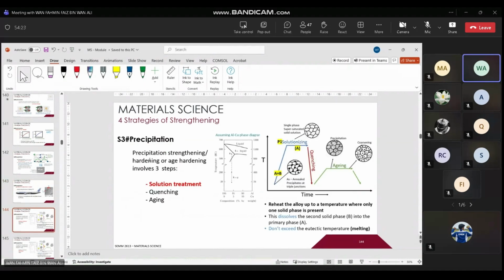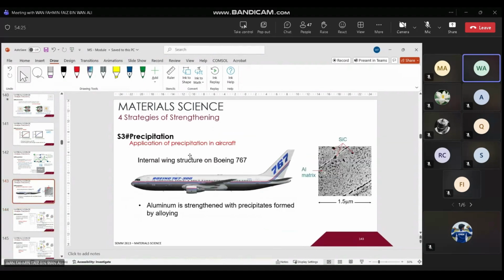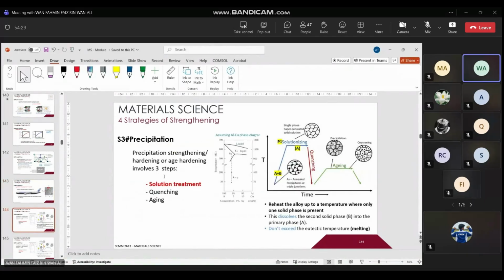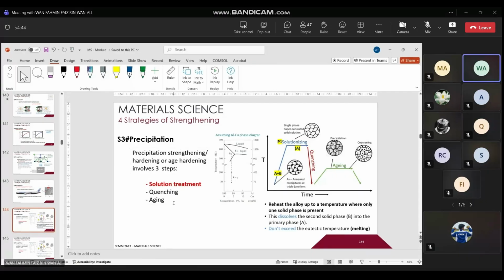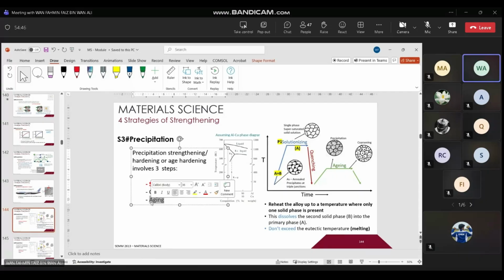Okay. Precipitation is a bit longer compared to other strategies. It has three stages. You guys need to remember this, and all the steps or stages you need to run sequentially. Always start with the solution treatment, the first step, followed by quenching, and next is aging. You cannot go from solution treatment, jump to aging, and then go back to quenching. No, it's not going to work in that way.